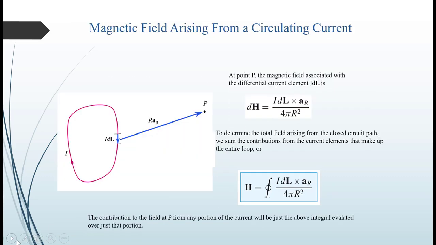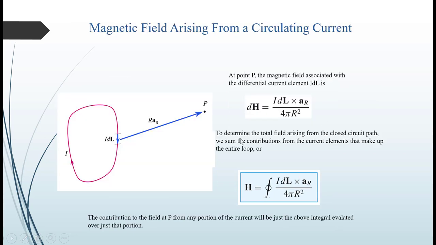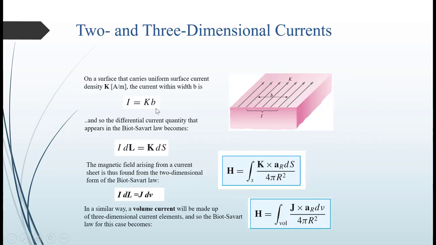Similar to I dl, there are various current elements. In case of I dl, the current is present on a small length. The current may be present on a surface area like this. It is distributed on the surface area. So this kind of current is called a surface current. It is measured in ampere per meter, and if I multiply this K by the length b, then I will get the total current in this area.